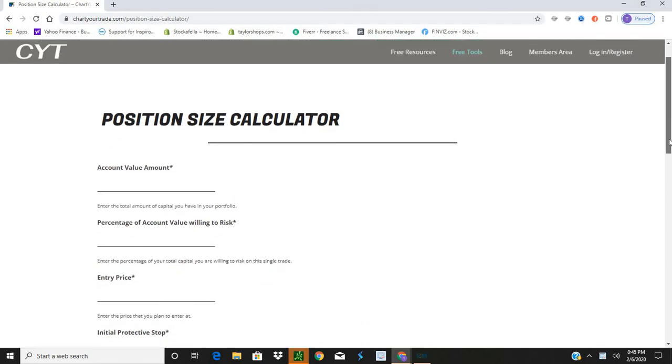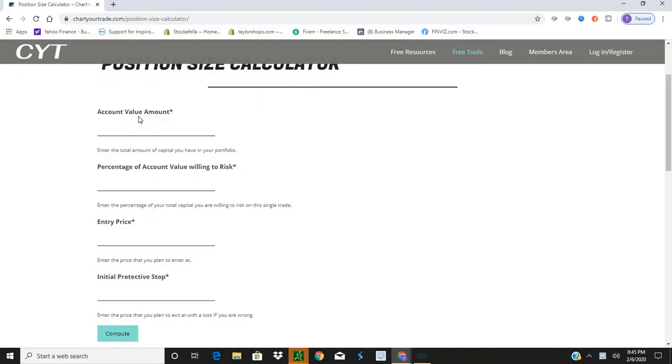Let's say, for example, I have a $12,000 account. And the percentage I'm willing to risk per trade: most pros don't risk more than 1 or 2% per trade, but for this video's sake, the most we're willing to risk is 2% per trade. Let's say I want to get into a stock. This is your entry price. We're going to come back to this later.